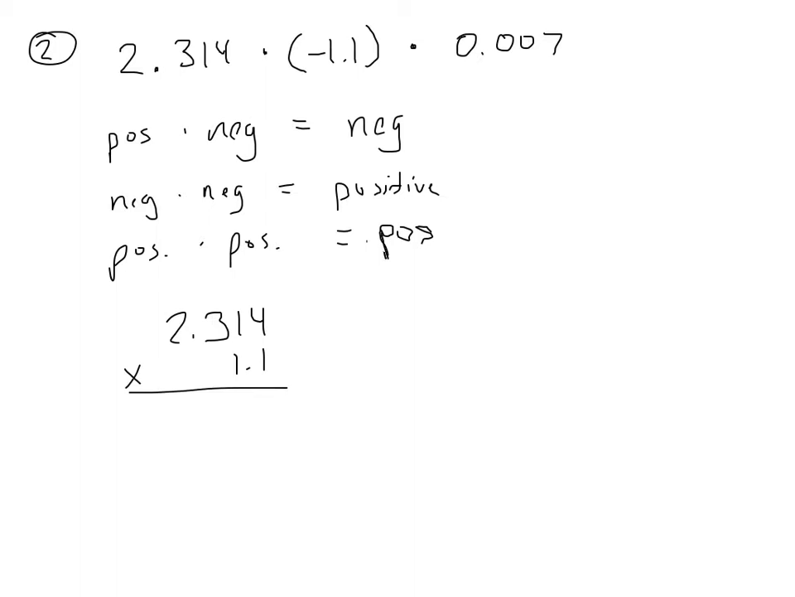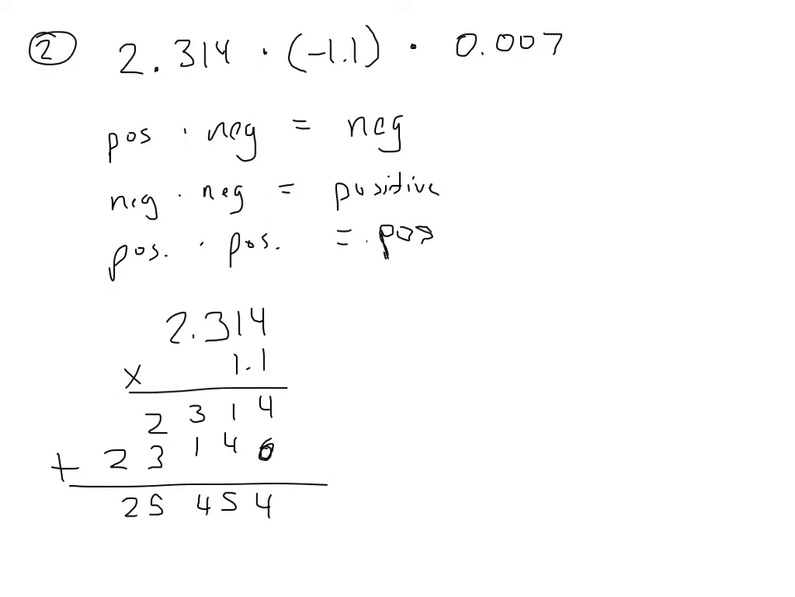Anyway, so multiply 1 times 4 is 4. 1 times 1 is 1. 1 times 3 is 3. 1 times 2 is 2. Add our 0. 1 times 4 is 4, then a 1, then a 3, then a 2. That's a 0. Add them up. 4, 5, 4, 5, 2.